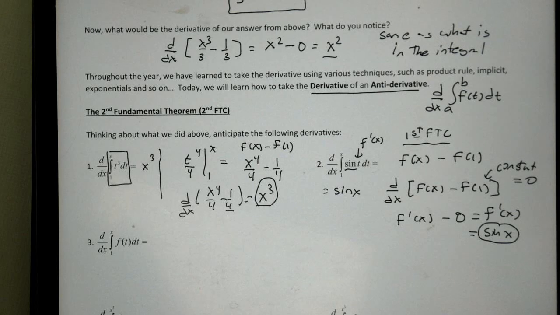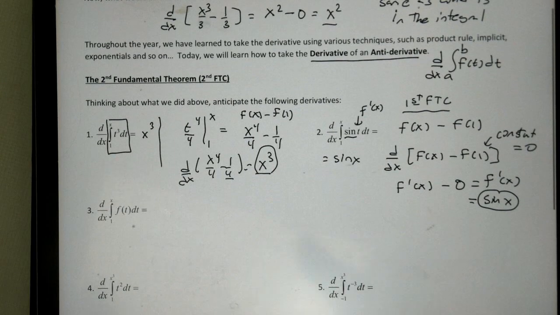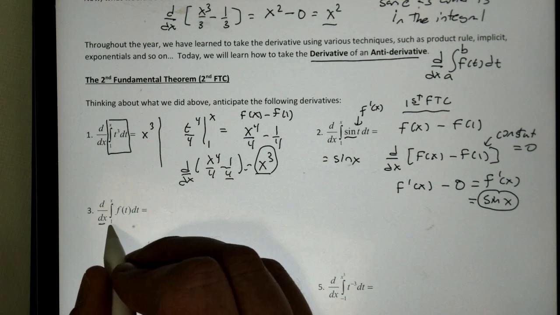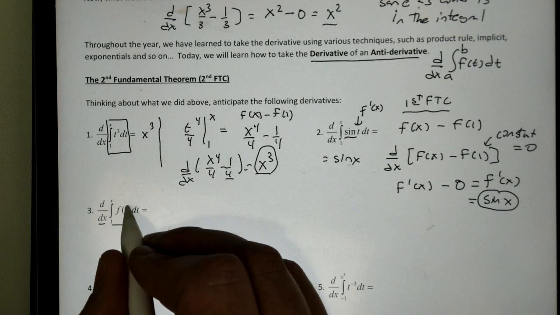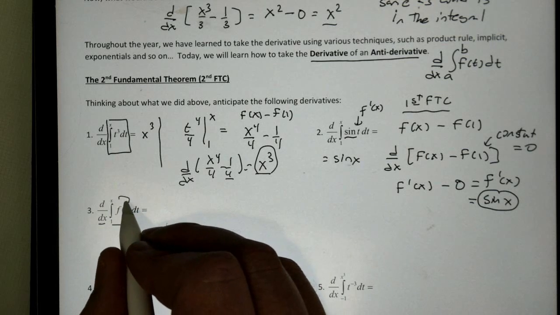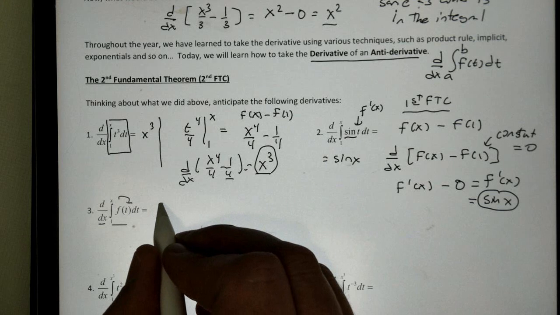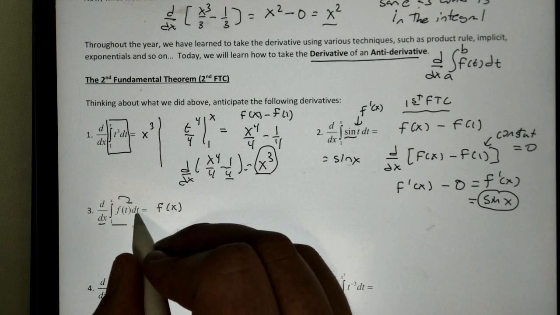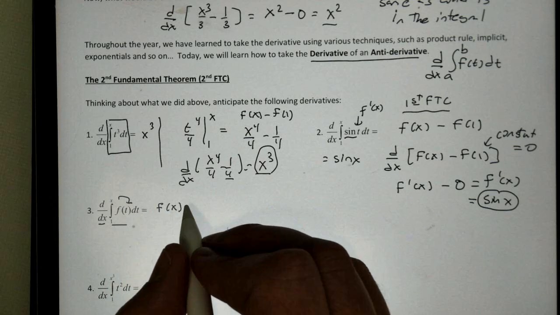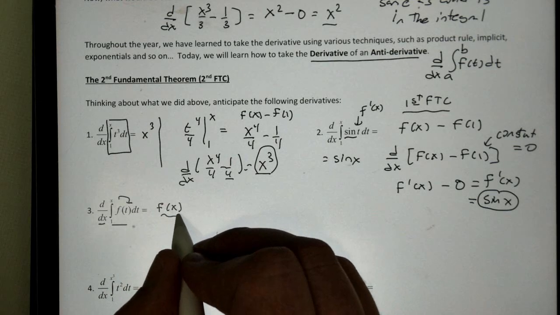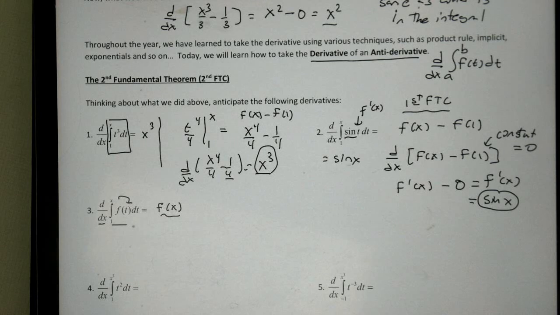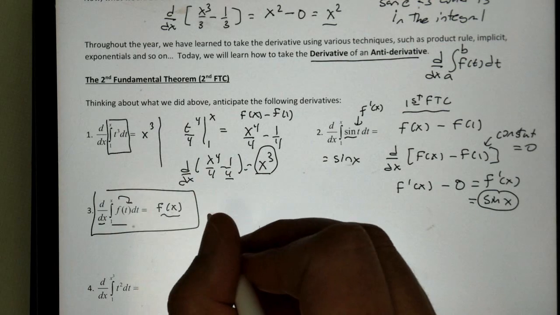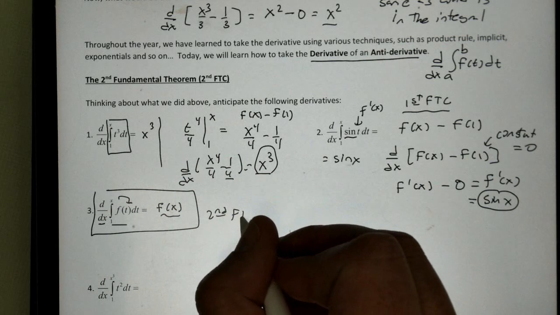Very easy to do. So we have a rule. Let's see if we can come up with a rule for this. If we take the derivative of an integral, all we're doing is we're going to replace each t with x. So this should just become f of x. Now, what happens to the dt? Well, we'll talk more about that a little bit later on. So we should just get f of x. And this is our rule for today. This is what we call the second FTC.